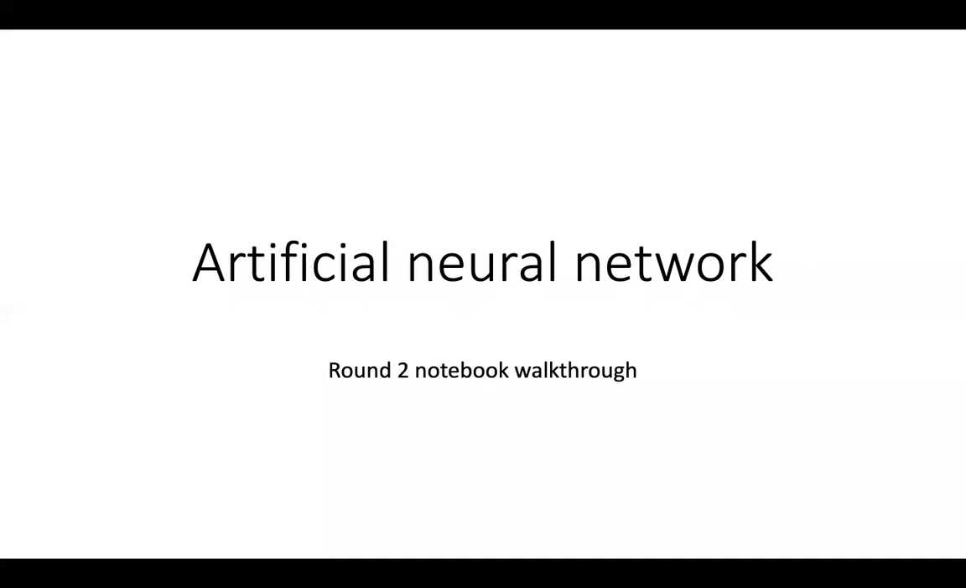So today we'll be talking about the content of the round 2 notebook. Specifically, we will talk about the artificial neural network, basic structure, activation functions, and cross-entropy loss.